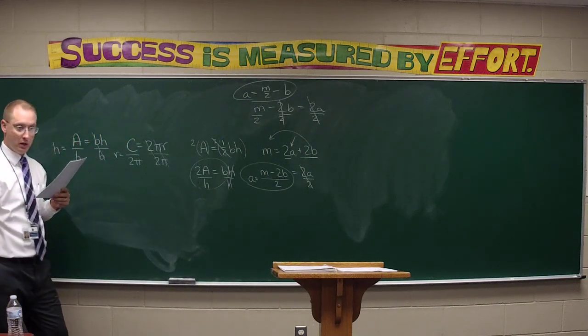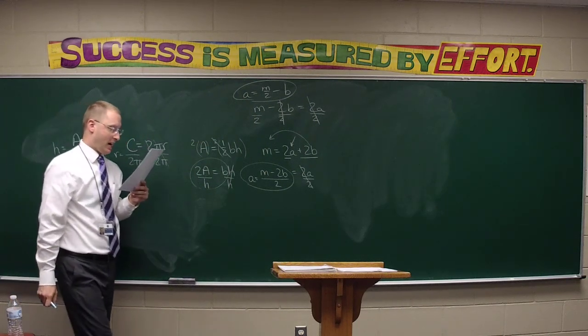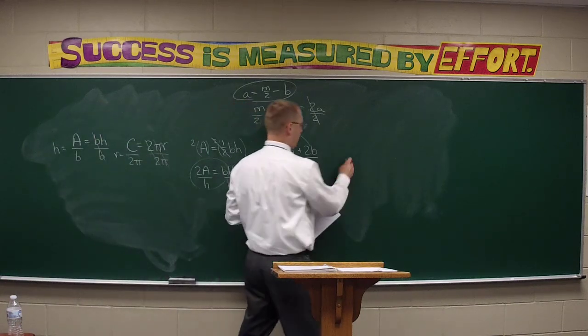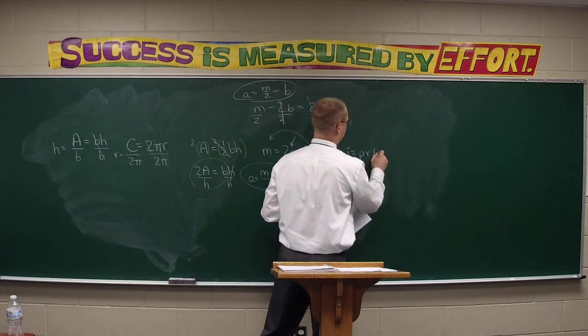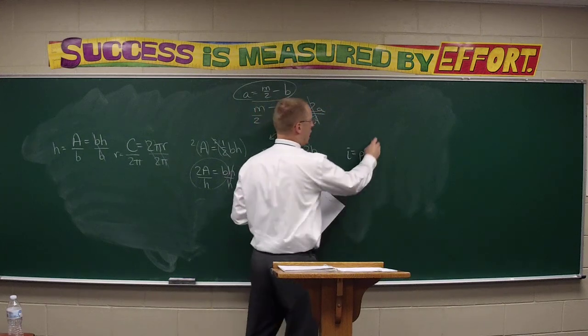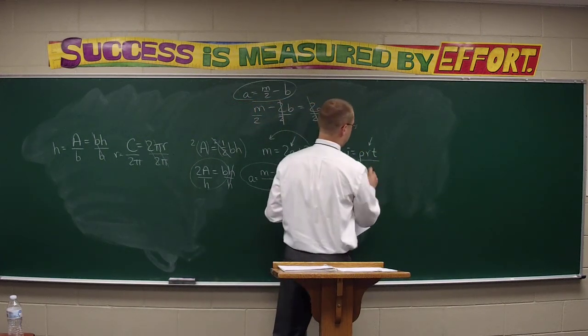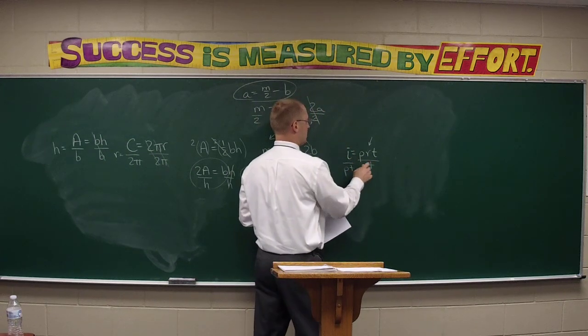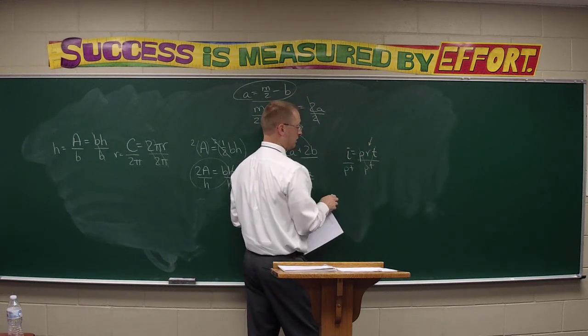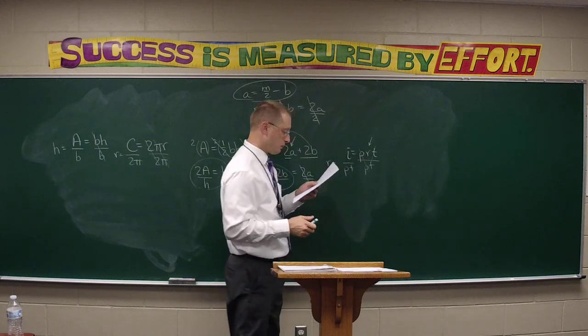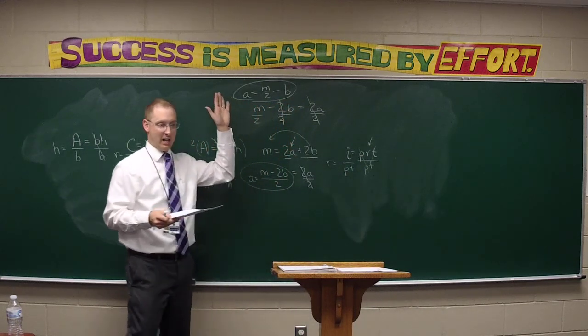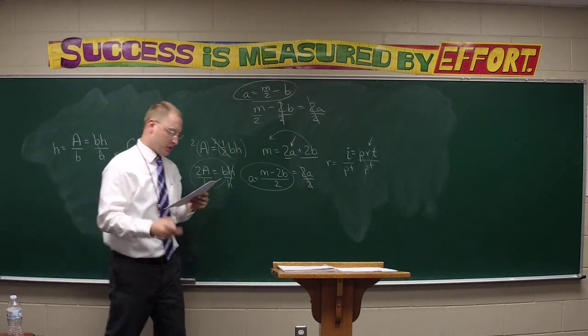Questions on number 4? Number 5, let's come to Maddie. We have I equals PRT, simple interest formula. Solving for the R, what do we need to do? Divide away the PT. And when we divide away PT, it leaves us with the formula R equals I over PT. And we're perfect on the first 5. Excellent. Let's go to number 6.